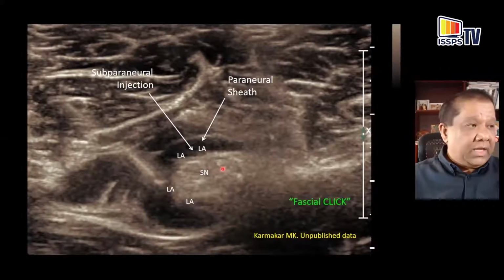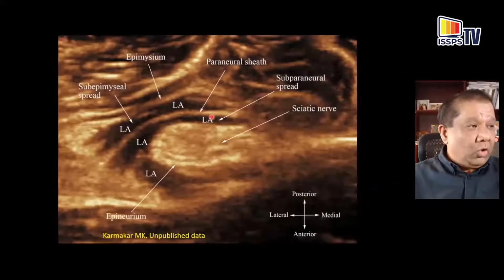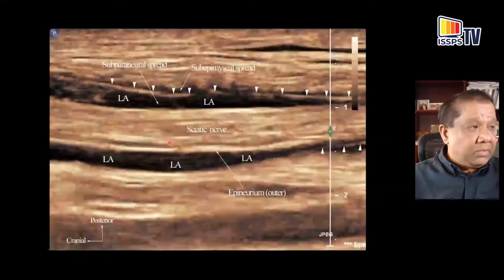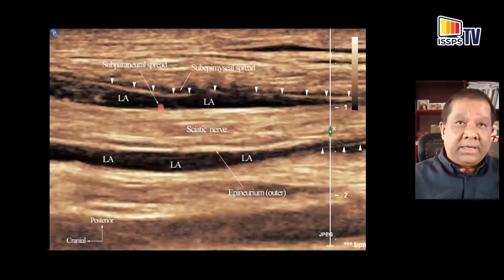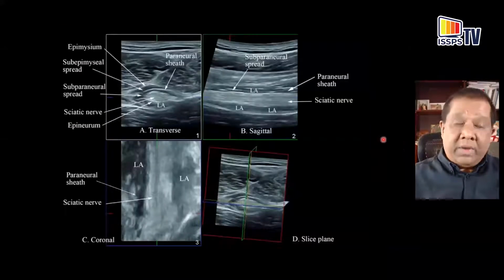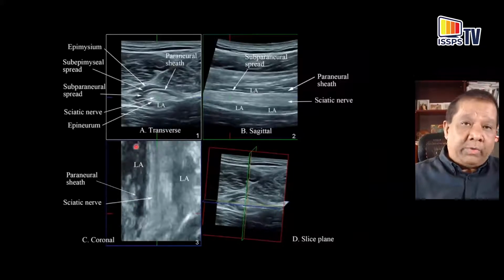You also get a fascial click when you go through the circumneural sheath. The local anesthetic often spreads about 60 to 80% of it. There is great, extensive craniocaudal spread of the local anesthetic deep to the paraneural sheath, you can see here. Even with three-dimensional ultrasound, we have demonstrated that the local anesthetic not only spreads in the axial plane, but also in the longitudinal plane, cranially and caudally. And also in the coronal plane, you can see there's a lot of local anesthetic spread to the right and left of the nerve.